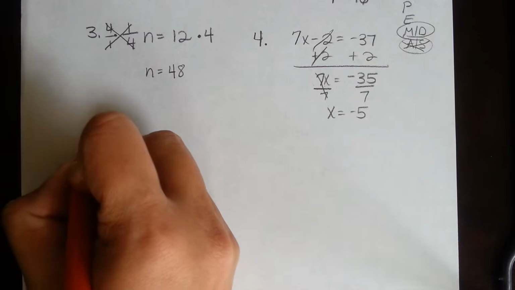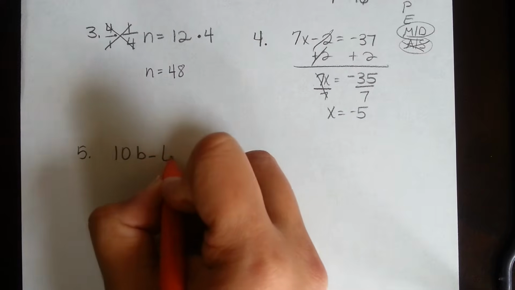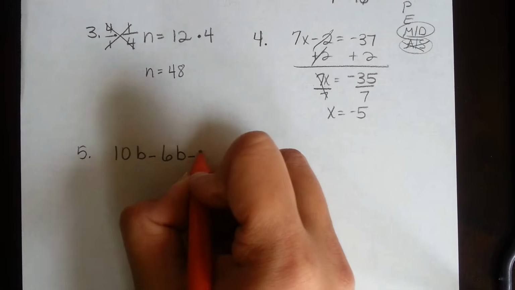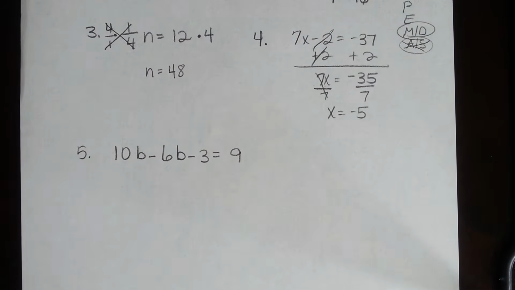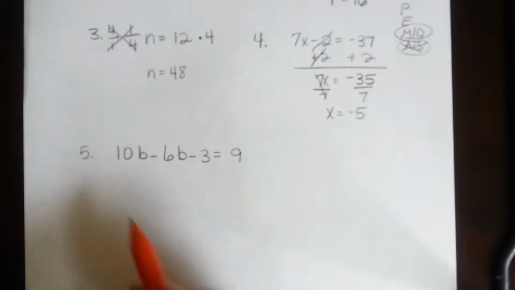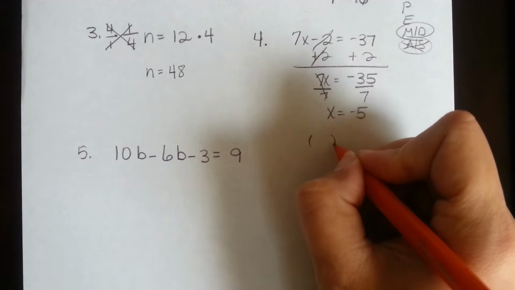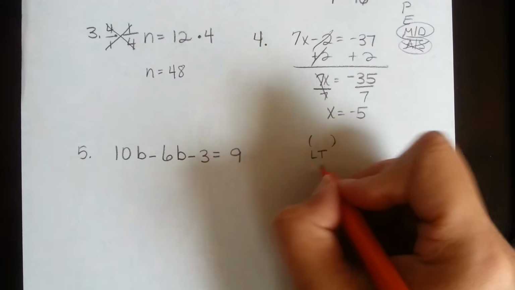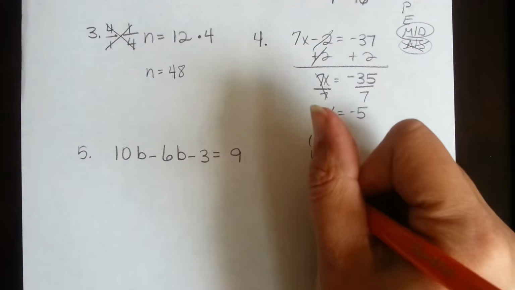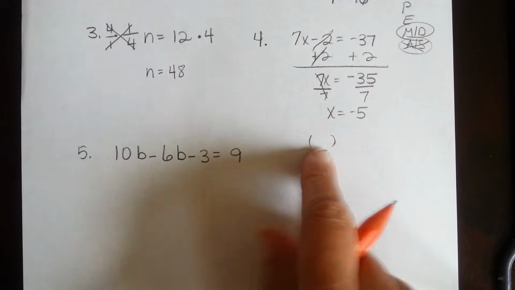Number 5. We have 10b minus 6b minus 3 equals 9. Remember, we had practiced last year a long set of steps to ask ourselves what to do so that we could do this order of operations backwards. When we had our solving equations flow map, first we did parentheses, and if it had parentheses, we cleared by distributing. Next, we checked to see if there were any like terms. Then we looked to see if there were variables on both sides. Then we looked for add, subtract, multiply, divide. So in our case, there's no parentheses, but there are some like terms.